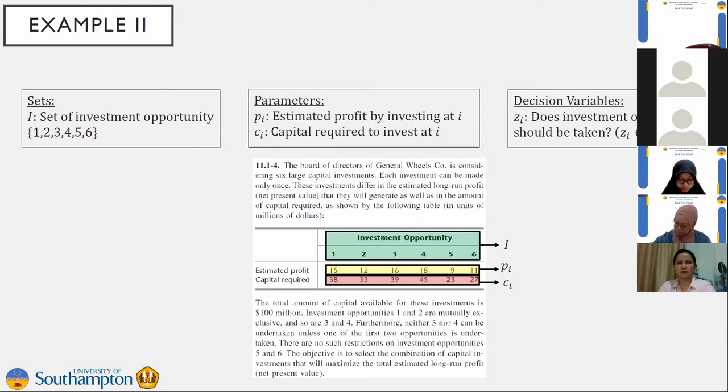And the second one is that they want to maximize their estimated profit. So that's why we have to find out the data related to the estimated profit. And one more time, because this is a very simple example, it has been given in the problem. So we already know what the estimated profit is. So this becomes our parameter, our supporting data, to try to solve the current problem. So this is the decision variable, this is the set, and this is the parameter.